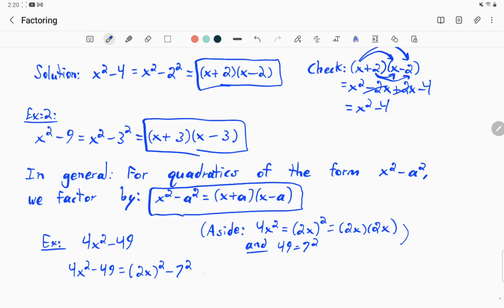We use our formula. Make our two sets of brackets. Here a is 7, and x here is 2x. Put a plus in the first bracket, minus in the second. We did our factoring. You can check that. You can FOIL this out, like multiply these two brackets together, to double check.